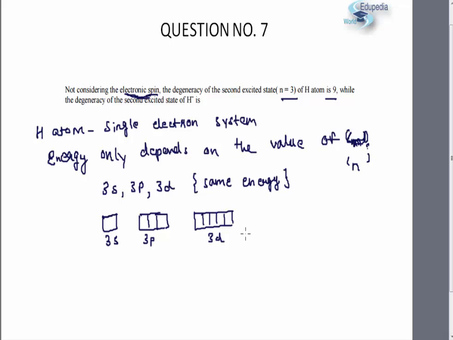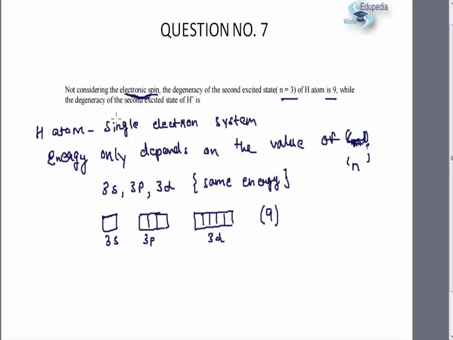So all these orbitals will have the same energy, and in each of these orbitals you don't have to consider the electron spin. So in each of these orbitals, the electron will have different orientations, so the degeneracy in such a case will be 9. This is what has been given in the question. Okay. This concept was explained for you to understand the meaning of degeneracy.